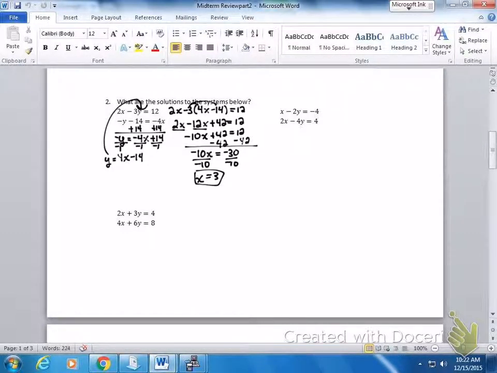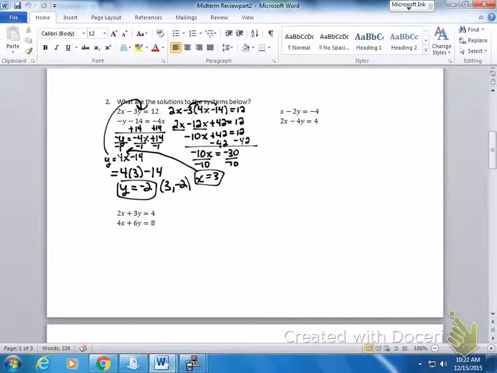Now, once I have that 3 for x, I can plug it into my other equation for x. So I have y equals 4 times 3 minus 14, which gives me y equals negative 2. So my answer is 3, negative 2. But remember, this is a multiple choice test. If you're not sure, you could always take some answers, plug them in and see if they work. Because if they don't work in both of them, then it's obviously not an answer.